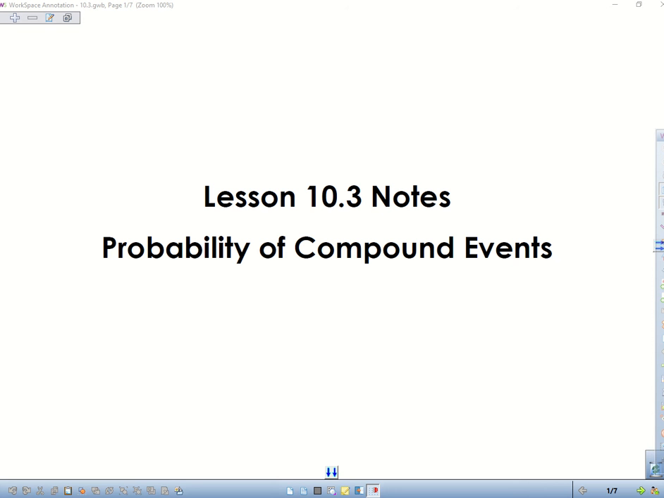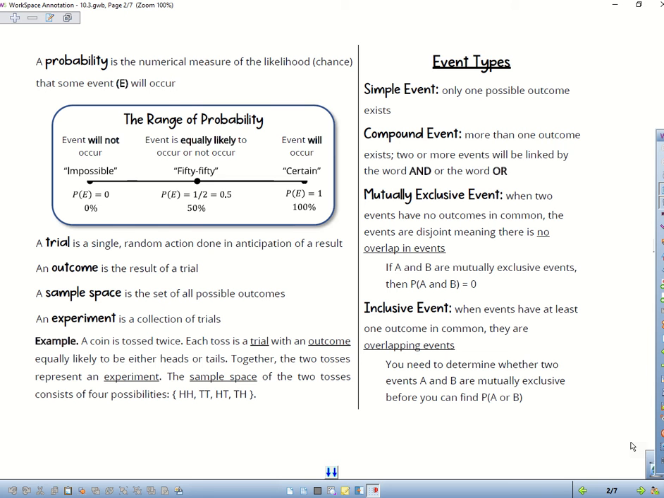Alright, so today we're going to be doing probability of compound events. Okay? So, we have a lot of vocabulary to cover today.